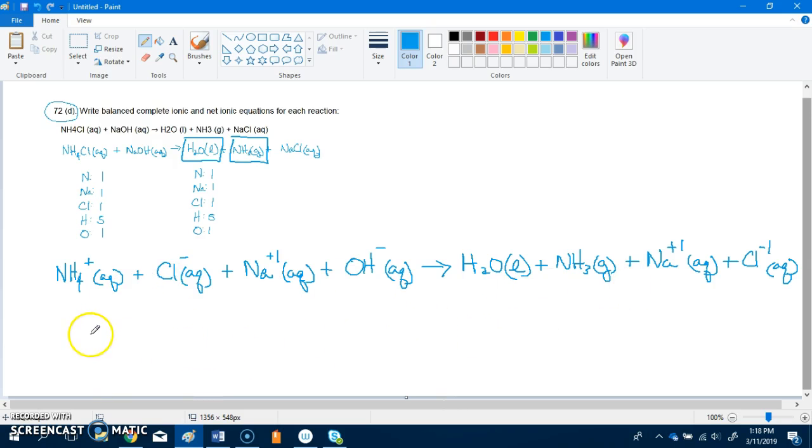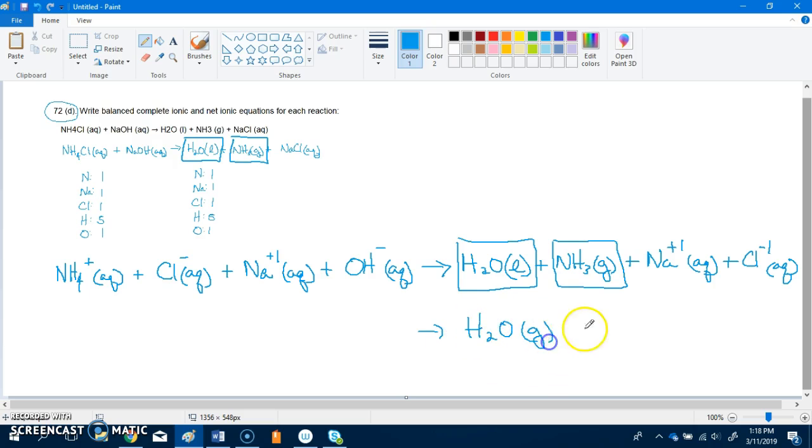And now for our net ionic equation, what we want to do is just look at our precipitates, which is this H2O in liquid form and NH3 in gas form. So that's going to stay on the product side. And then I piece out the ions on this side that participate in this reaction. So NH4 and OH participate in creating these precipitates because chlorine's not involved in this and sodium's not involved with this either. So I bring those down.